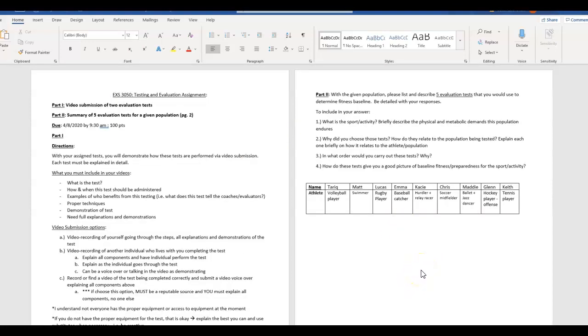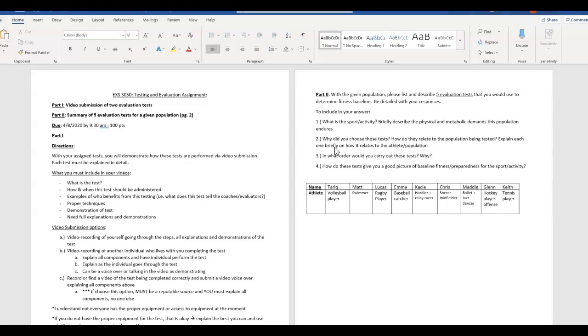With the given population on this slide, you're going to list and describe 5 evaluation tests that you would use to determine a fitness baseline, and you've got to be detailed with your responses, okay? So to include in your answer, number 1, what is the sport and activity? Briefly describe the physical and metabolic demands of this population. I need you to give me a brief overview of what that athlete is and what they typically do for physical activity and what their metabolic demands are.